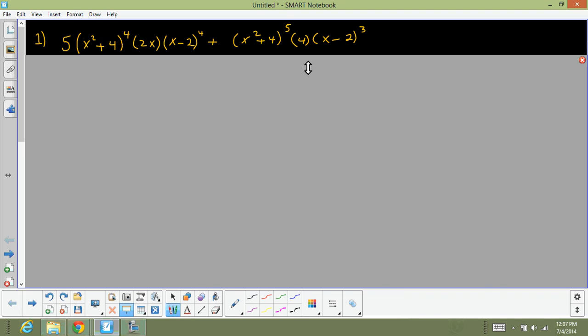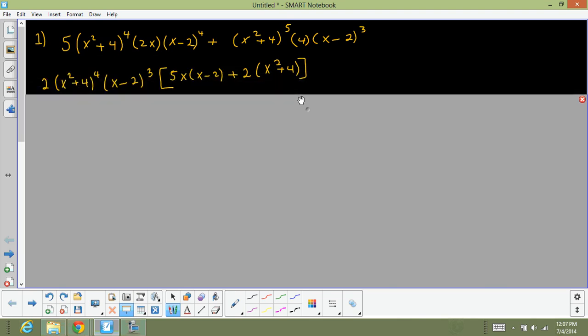Okay, so what do you see here? Well, you obviously see some common quantities between the two parts of the expression, namely x squared plus 4 to the fourth and x minus 2 to the fourth. We have an x squared plus 4 to the fifth here and an x minus 2 to the third there. So we have some common elements there. Additionally, we have a factor of 2 that appears in both pieces, the 2x here, and of course the 4 over here. So step 1 would be to factor out those common elements, and that's what you're seeing done here.